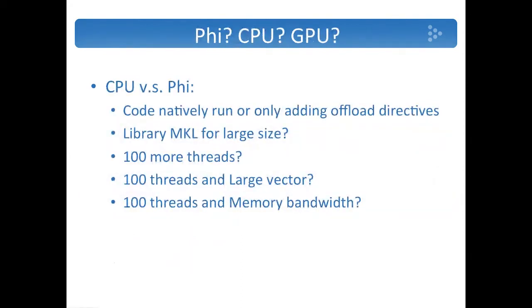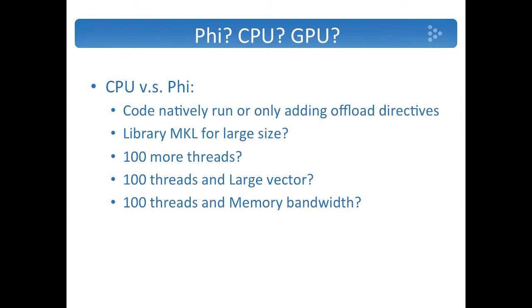Okay, the next big thing is, how can we choose? Which one should we choose? Xeon Phi, CPU, or GPU? First, I'm going to compare CPU with Xeon Phi.